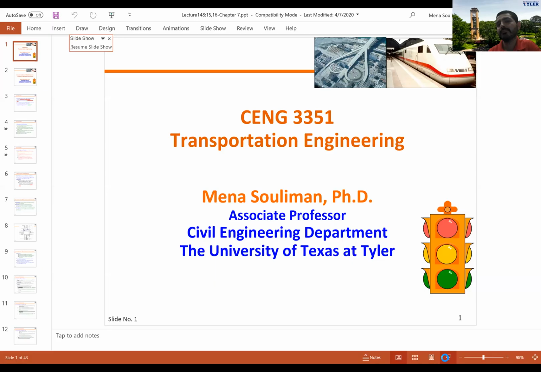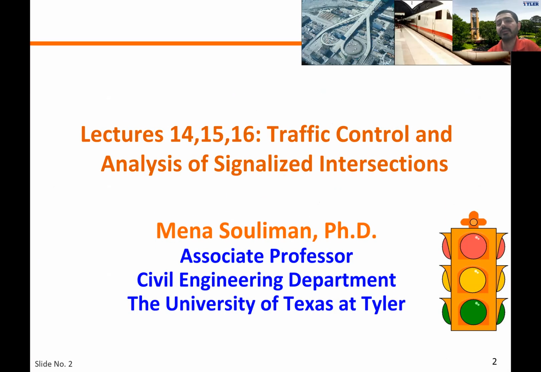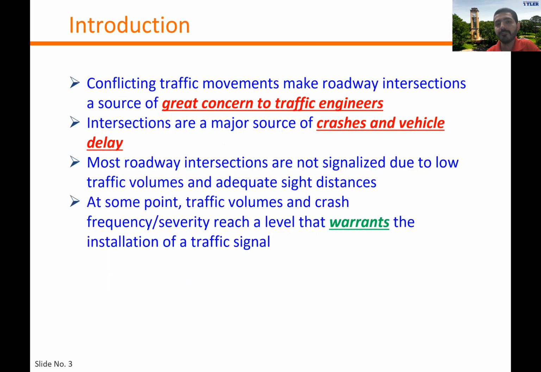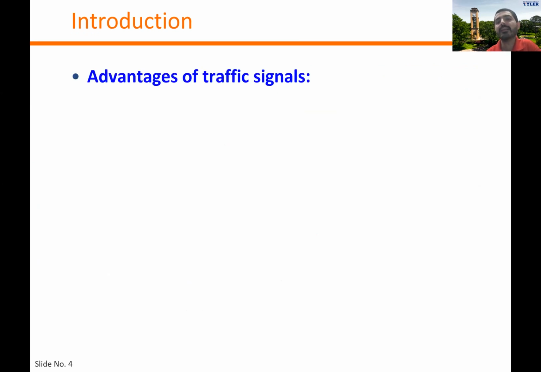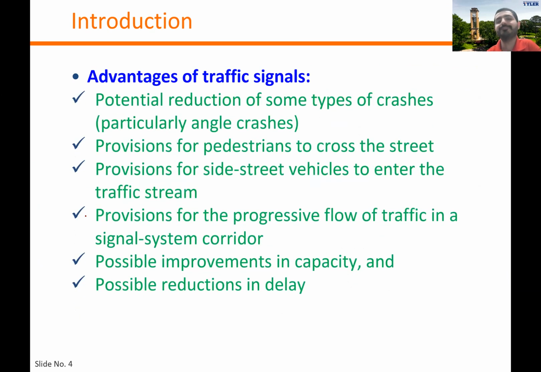All right, chapter 7 was a first time introduction for traffic control and analysis of signalized intersections. From this chapter you will find at least a couple of calculation questions and a couple of conceptual questions. I can ask you, please list for me three advantages of having a traffic signal. I give you here six of them.